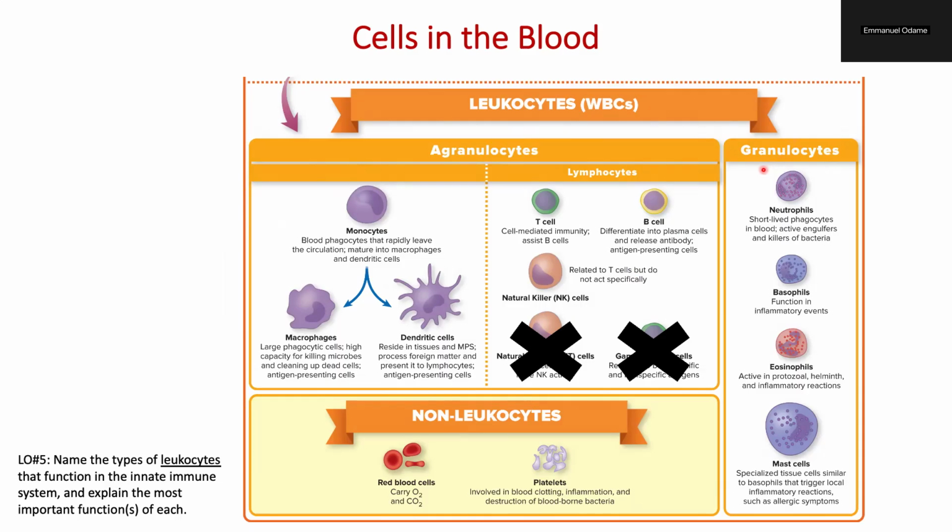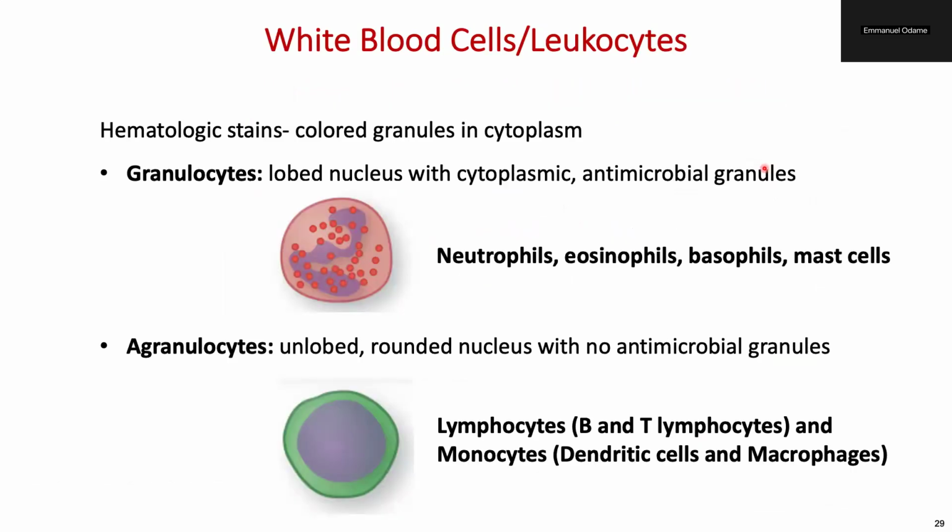So now, the first thing that we have to talk about is the groups of white blood cells and what they do. Under this, we'll first tackle the granulocytes, which are basically seen as having a lobed nucleus with cytoplasmic antimicrobial granules, as you can see within them. And the subgroups of these white blood cells are neutrophils, eosinophils, basophils, and mast cells.